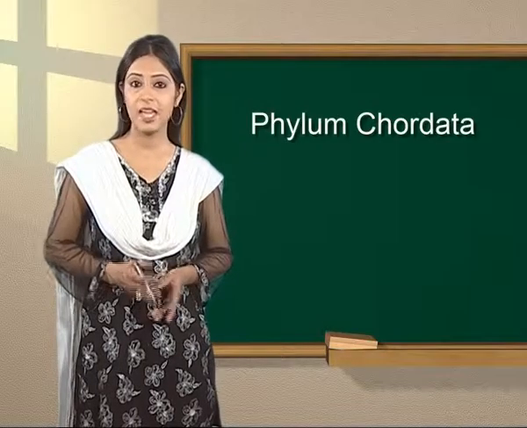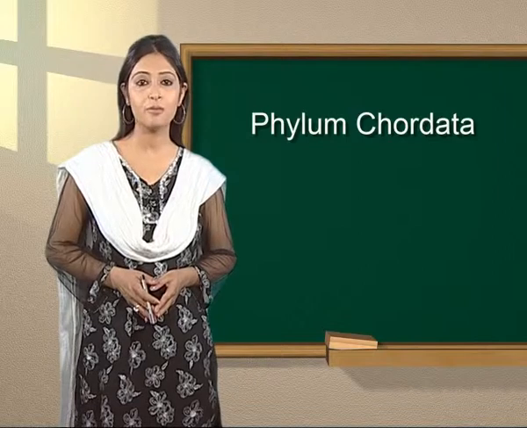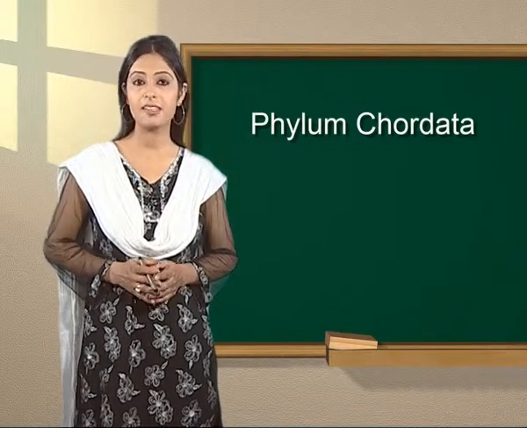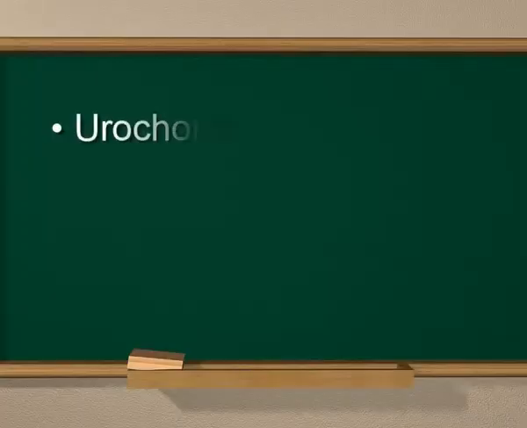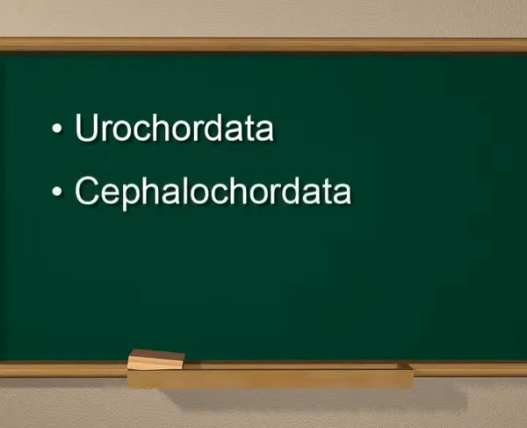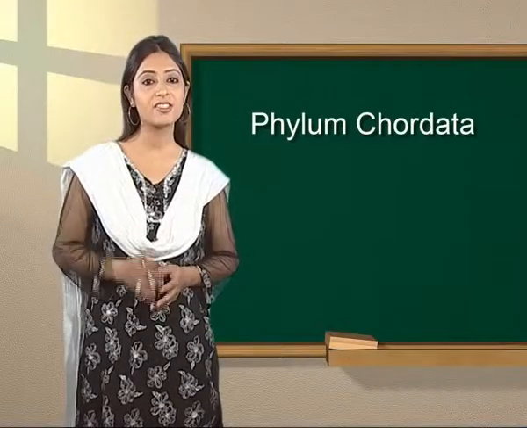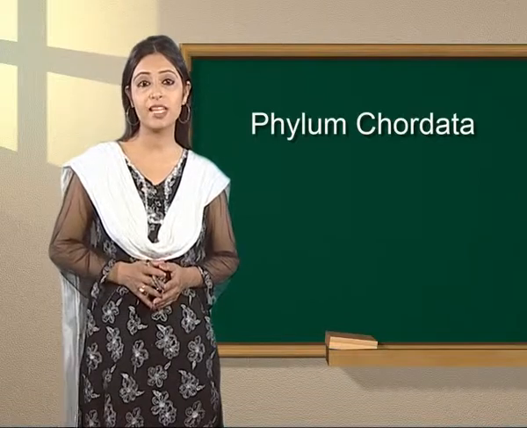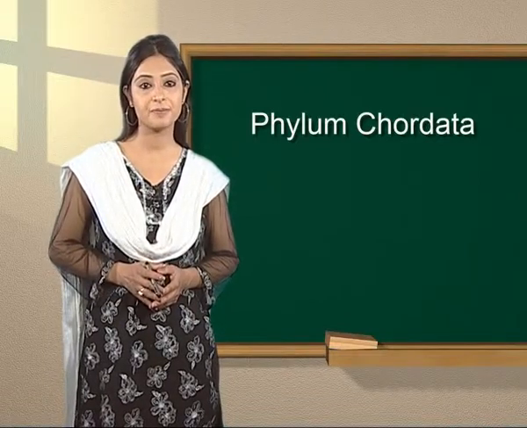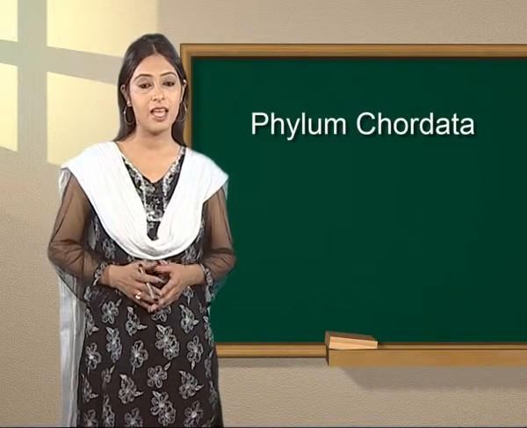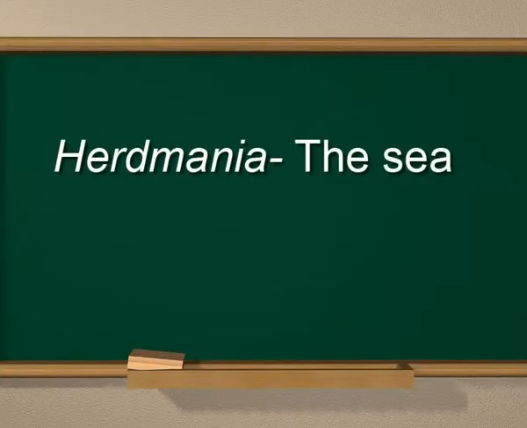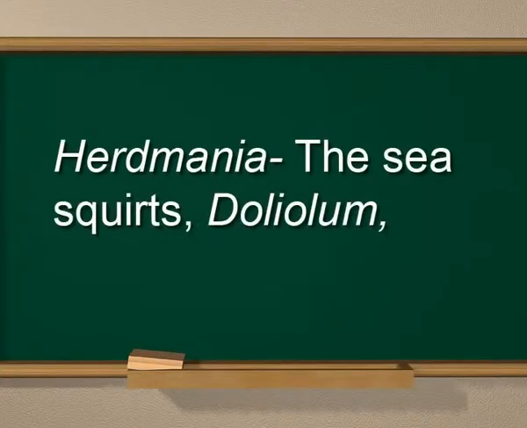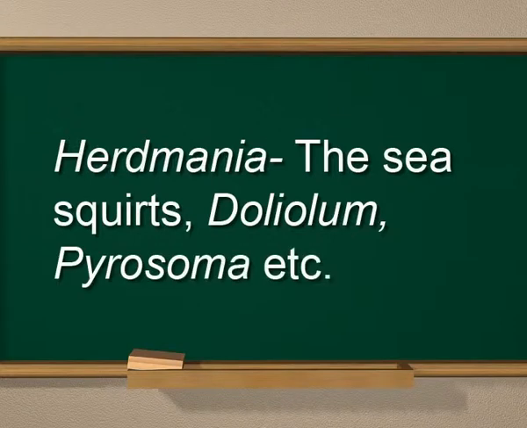Next question. Name the three subphyla of phylum Chordata. The answer is, the three subphyla of phylum Chordata are Urochordata, Cephalochordata, and Vertebrata. My next question is, name some best known examples of urochordates. Answer: the best known examples of urochordates are Herdmania, the sea squirts, Doliolum, Pyrosoma, etc.